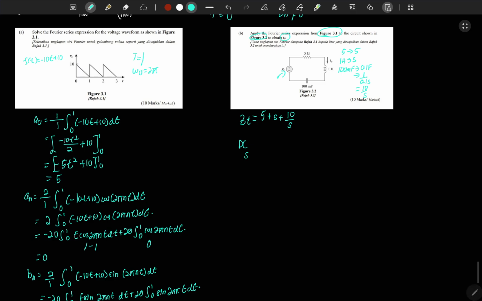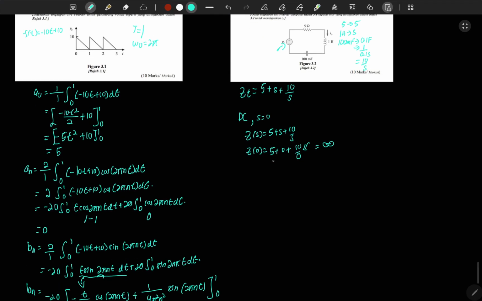Because we have S, S should be 0. Now Z is equivalent to 5 plus S plus 10 over S. To find DC, we make every S 0. When we do this, we notice that 10 over 0 reflects to infinity, so that term's current would become 0. Without it, we get 5. So our DC voltage was 5 and our Z was 5.